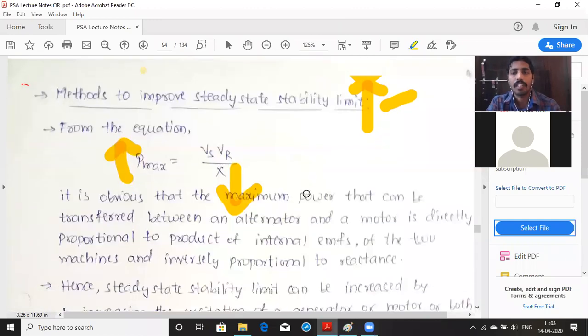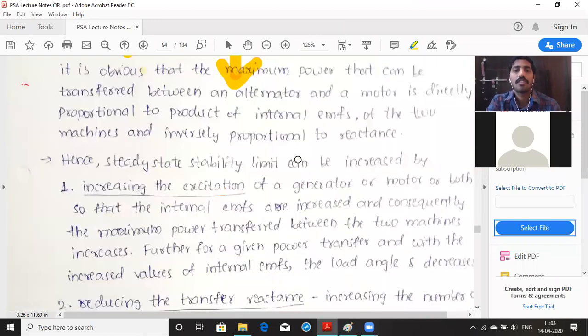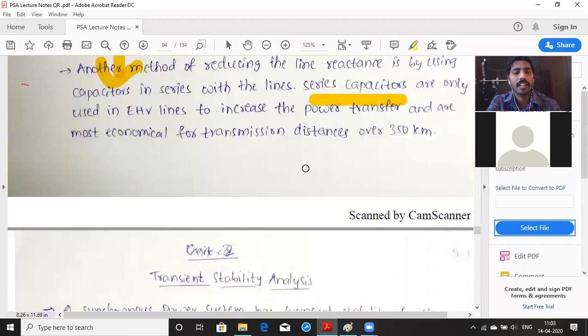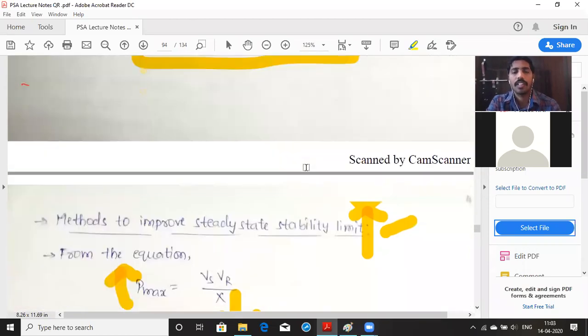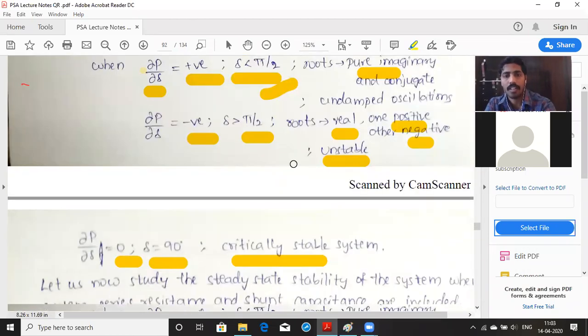So this is called the methods to improve the steady state stability limit. So by this, we have completed the steady state stability analysis. In this one, we have discussed, I will just go through once.